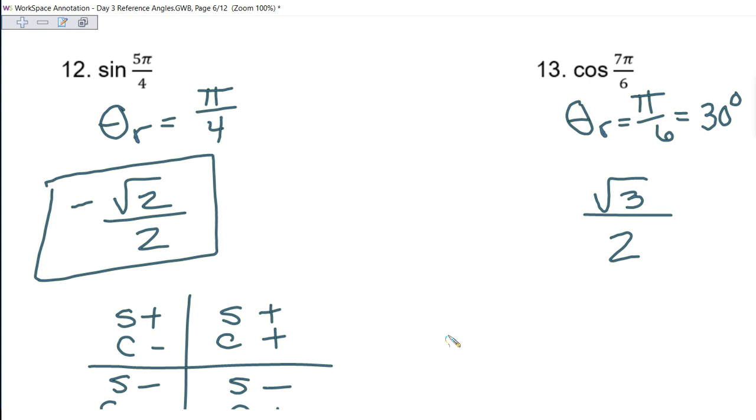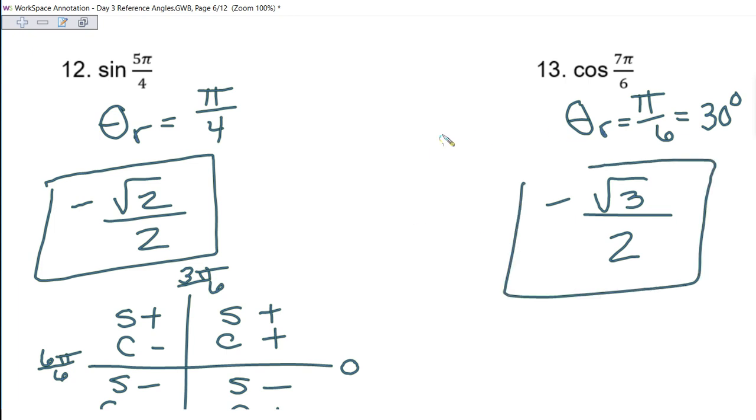So I have to decide 7 pi over 6, where would that terminate? Well, here's 0, here's 3 pi over 6, here's 6 pi over 6. So 7 pi over 6 would terminate in quadrant 3. So if I'm dealing with the cosine in quadrant 3, would my answer be positive or negative? Negative. So your answer needs to be negative square root of 3 over 2.